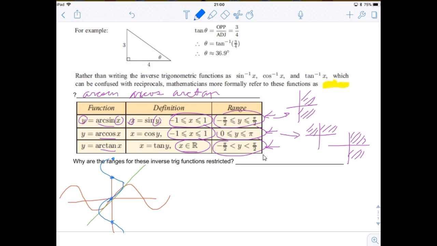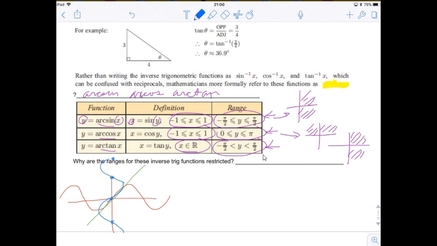Because when we talk about trig functions, infinitely many angles have a sine of 1, for example, right? It's not just 90 degrees. It could be 90 degrees plus 360 degrees. It could be 90 degrees plus 720 degrees. It could be 90 degrees minus 360 degrees. So how do they make it so that the arcsine, arccosine, arctangent are functions and not relations? How do they make it so there's one output for every input?